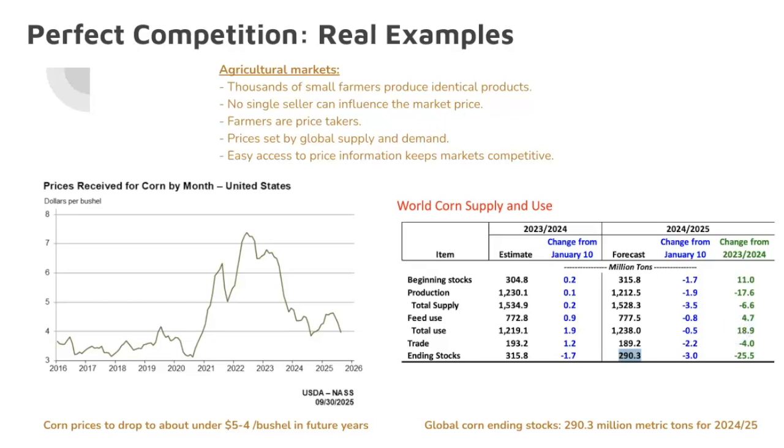Real-world examples. The agricultural market provides the clearest real-world example of perfect competition. Let's look at the corn market specifically. Thousands of small farmers across the United States and globally produce essentially identical corn. There is no meaningful quality difference that would justify a price premium. Because the market is so large and fragmented, not a single farmer can influence the market price. Farmers are true price takers.